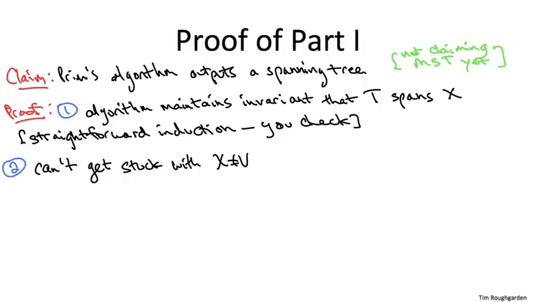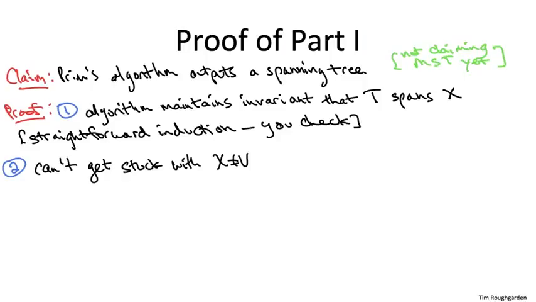So the second step of the proof is going to be to argue that the algorithm outputs something which does span all of the vertices. So at the end of the day, we'll have a path from any vertex to any other vertex using only the edges in our chosen set, capital T. Now, by part 1 of this proof, all we need to prove is that the algorithm halts with capital X equal to capital V. Then we know that capital T spans everything in V.